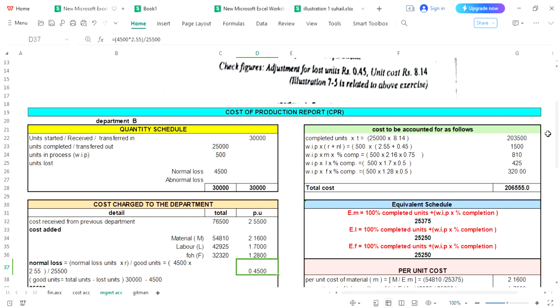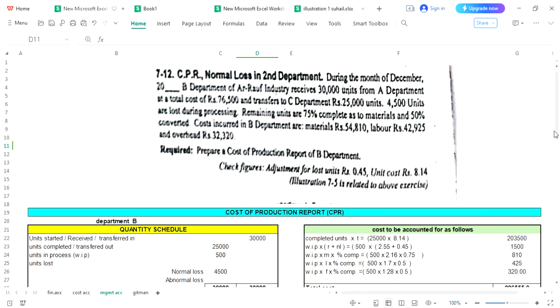We have solved right now the question number we had put over here, question number 7.12. This was 7.12, and hopefully we are meeting again for the solution of any other question.